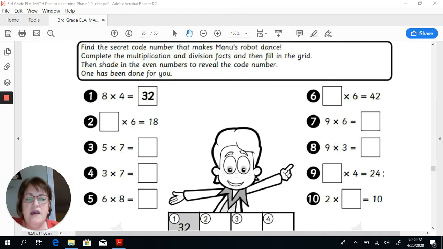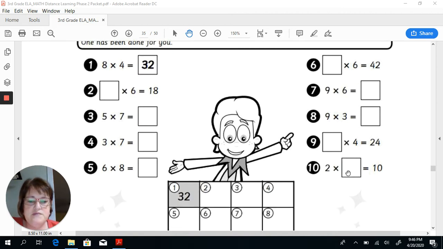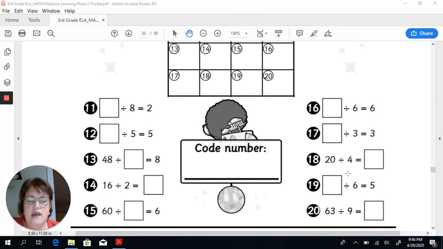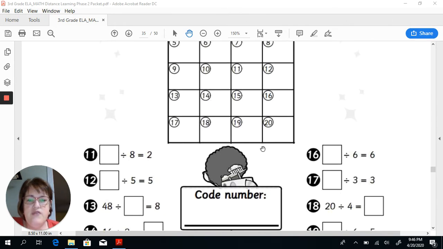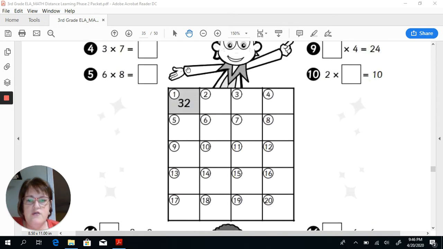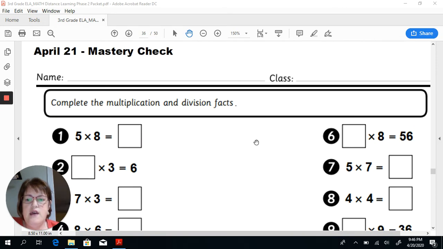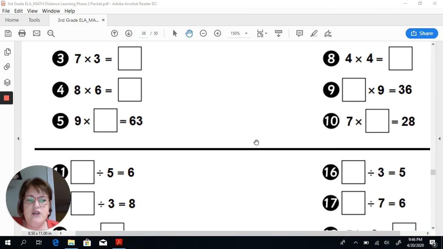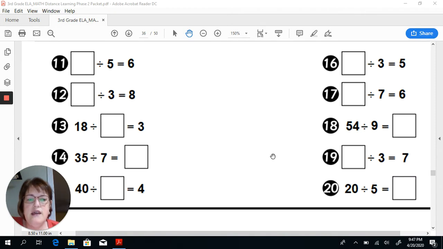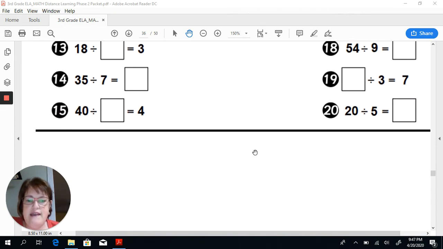Another one over here for number 9 would be what times 4 is 24. And hopefully you are becoming more fluent with your facts. So at this point of the year, we should really know that 6 times 4 is 24. But if you were unsure, you could check by dividing 24 divided by 4. And of course, you would get 6 for that. Okay, and then you'll do the rest and fill out the numbers here for each one to figure out the secret code. Okay, for the 21st, mastery check, you're doing basically the same thing, using inverse operations in your fact families to find the answers.